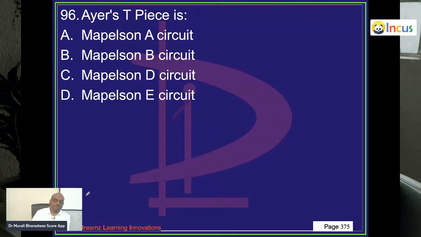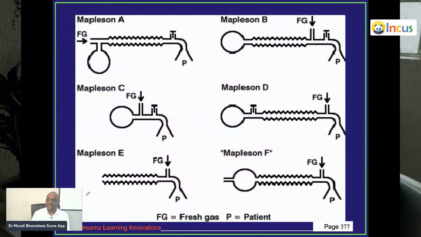The dirtiest part of anesthesia is the Mapleson systems. You have to remember, doctor. The T-piece is Mapleson E. So basically, did you hear any time about Mapleson systems? So basically, fresh gas, doctor, and the patient's face.